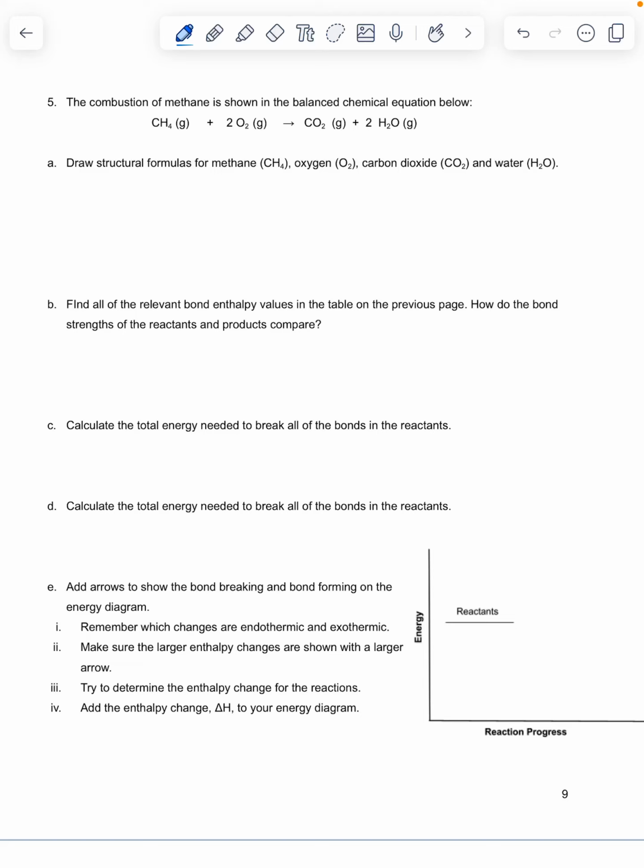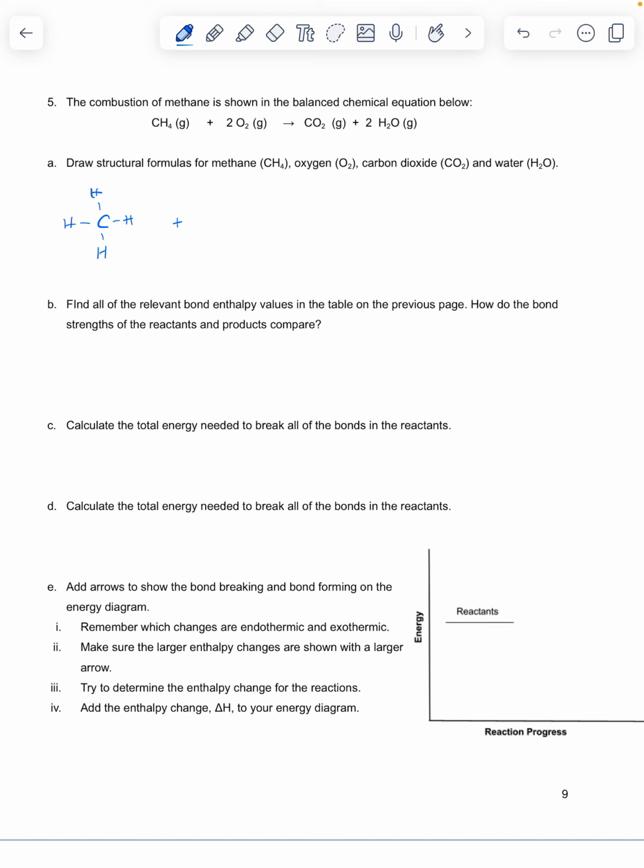Okay, let's see how bond enthalpies could be used in an example question. So the combustion of methane is shown below in the balanced chemical equation. The first step to using bond enthalpies is to figure out what bonds you have, to figure out what bonds are being broken and what bonds are being formed. So you have to draw out the structures of all the reactants and all the products.